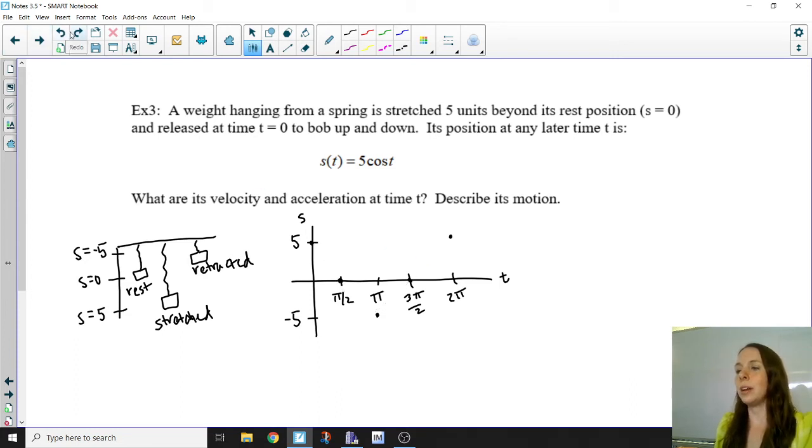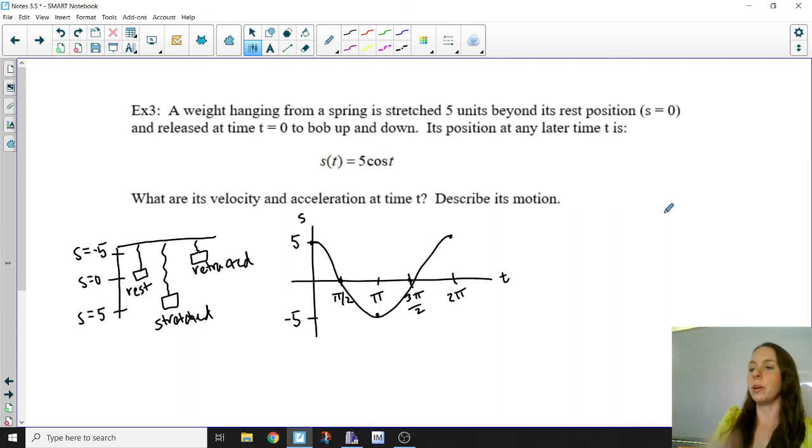Now we have to try to draw the cosine wave through those points. Good luck with this tablet. Okay, not bad. I'm going to go with it. All right, so this graph could serve as a way to describe its motion verbally. We could say that the mouse is at stretch position of 5 units at t equals 0, retracted position at time t equals pi over 2, and so on.